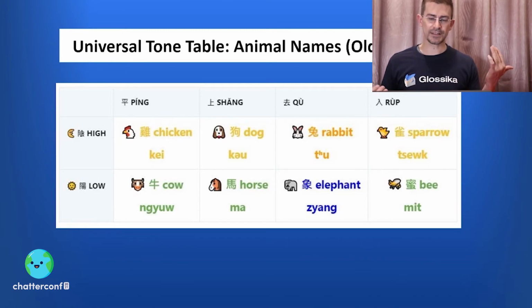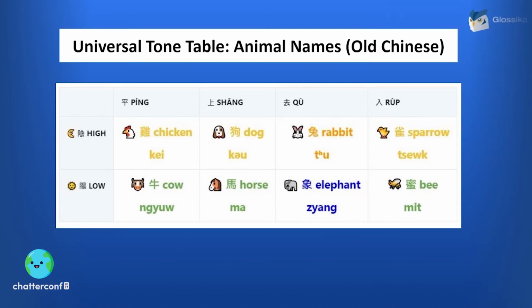Cow would be just the low version of that. So you have flat, rising, falling, and then a short version. So that would be niu, ma, jiang, mi. And so that's basically your 8 tones of Old Chinese. I colored them in different colors so you can see where these particular words like rabbit and elephant belong in a different category versus the yellow and the green.